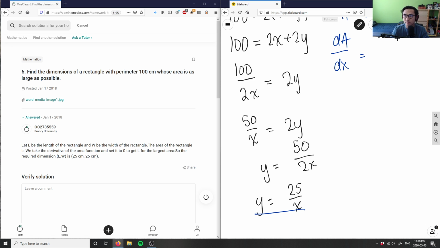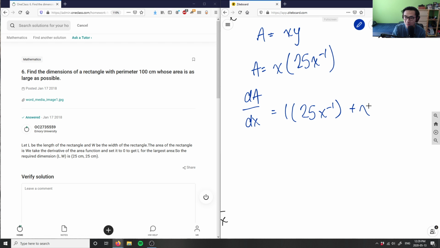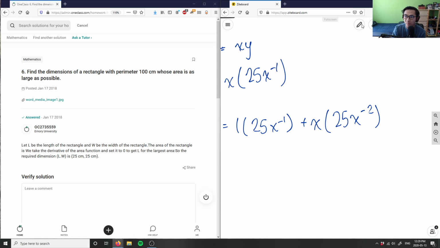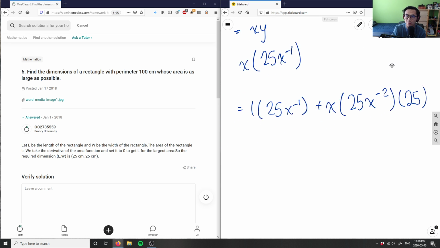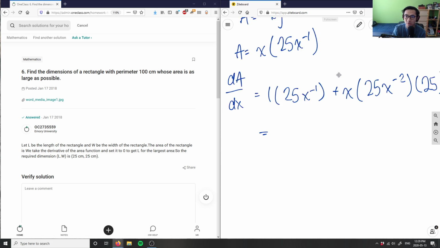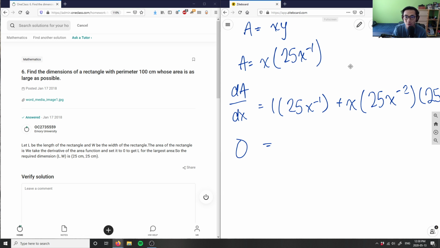Okay, that's good. So I'm taking the derivative of this guy here. I'm taking the derivative of the first guy, which is x, which is simply 1 times 25 over x minus 1, plus x times the derivative of this guy here. The derivative of 25 times x minus 1 is 25 x minus 2 times the derivative of the inside, which is simply 25, right? So now I can simplify our terms here and set this guy to 0. I'm setting our derivative to 0 in order for us to maximize our area.